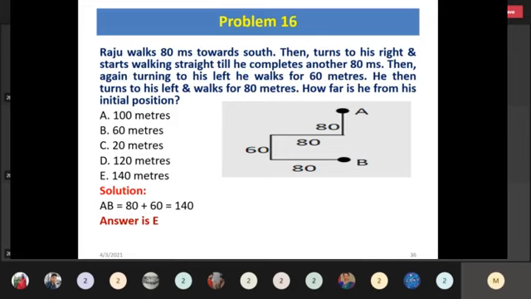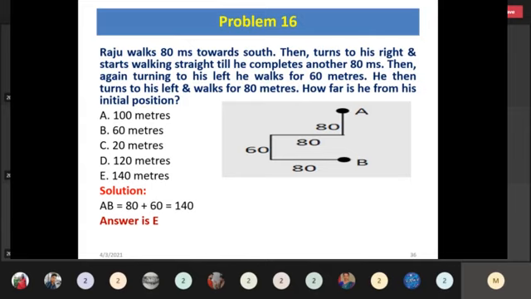Raju walks 80 meters towards south, then turns to his right and starts walking straight till he completes another 80 meters. Then again turning to his left, he walks 60 meters. He then turns his left and walks for 80 meters. How far is he from his initial position? The options are 100 meters, 60 meters, 20 meters, 120 meters, and 140 meters.